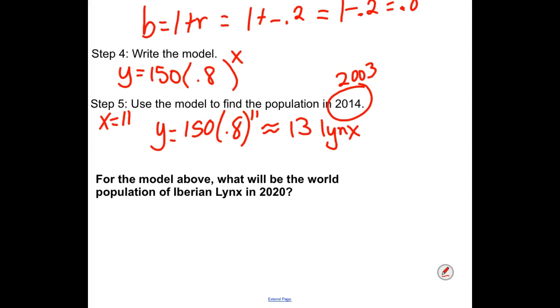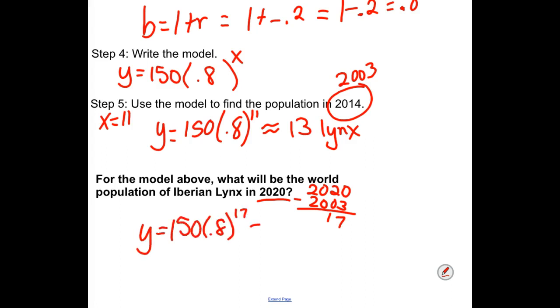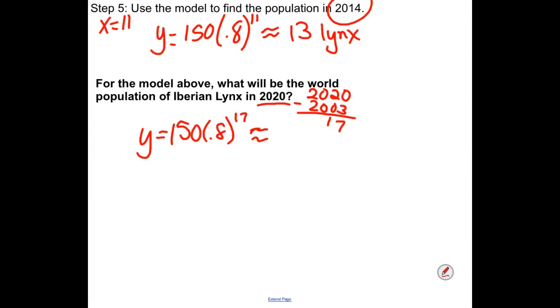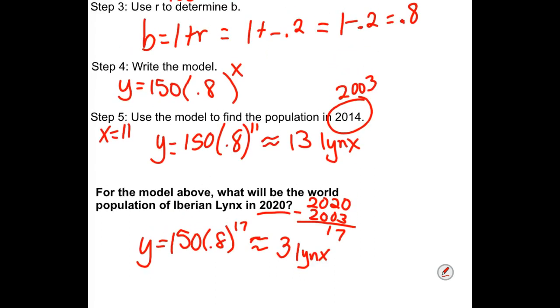All right. What if I wanted the population in the year 2020? Yep. What's 2020 minus 2003? 17. So we're going to change our time to 17. What do we end up with? About 3. Now think about that. In the year 2003, we had 150 lynx. Next year, we're going to have 3. Okay? Maybe. The trend may not have continued in that same fashion.